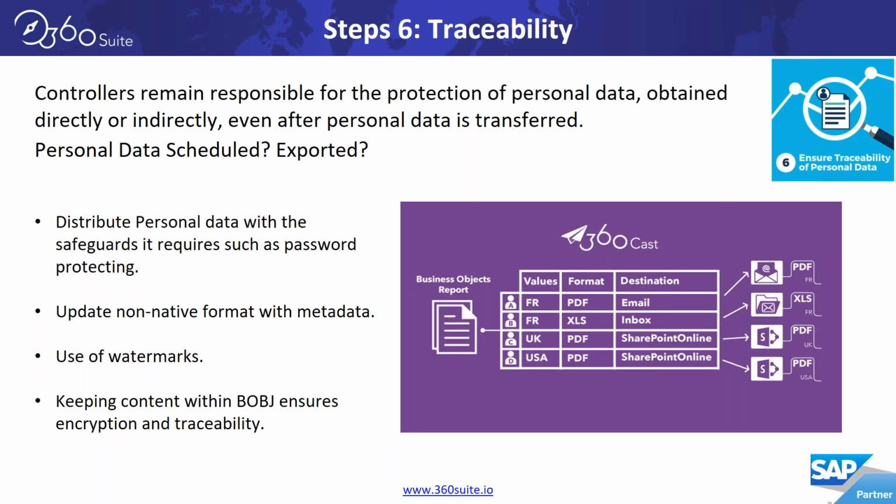But what we can't do, and nobody can, it's not possible in any other way, is find out what happens when the report has left. Now, what we can do with 360 Cast, which is our scheduling tool, is add a number of security options to these objects. So for instance, we can password protect your PDF and your Excel spreadsheet. So at least when they go to the destination, if they go to the wrong email address or they're saved in the wrong place, in the wrong folder, at least unauthorized people would not have access to open those files.